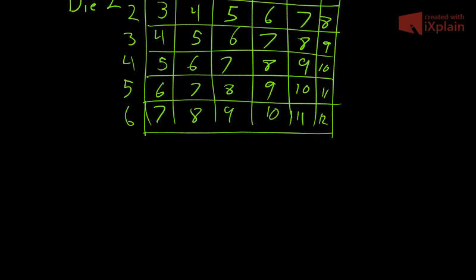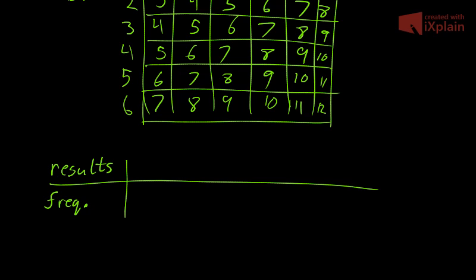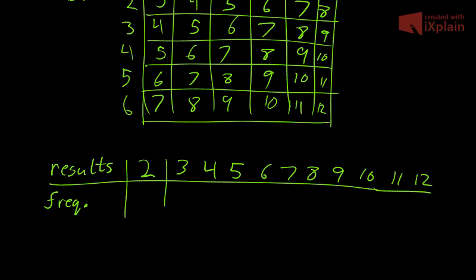So let's make a quick little table of it. My results are going to be up top, and the frequency of them I'm going to put on bottom. So I could get a 1, a 2. I could not get a 1. That is a lie. If you roll two die, you're going to get at least a 2. Could get a 2, 3, 4, 5, 6, 7, 8, 9, 10, 11, or a 12.